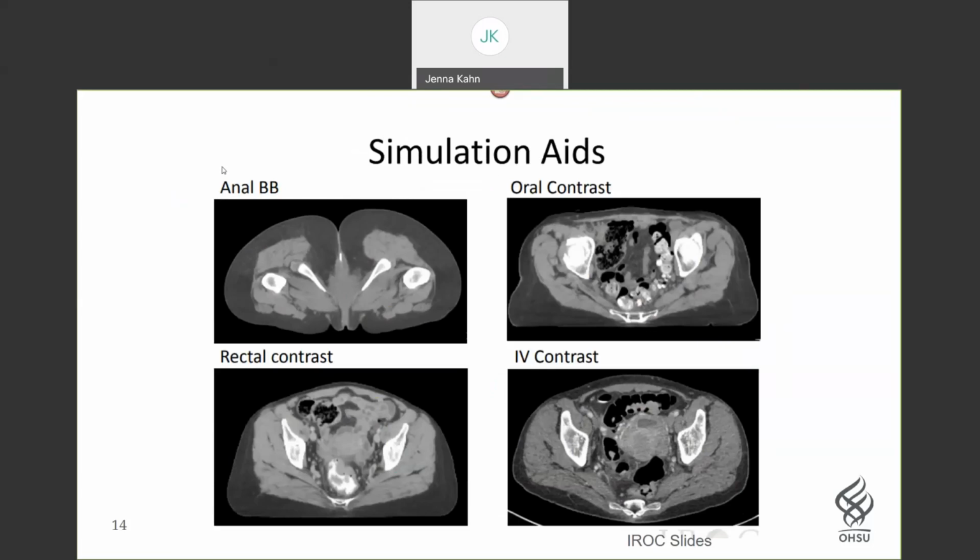Other simulation aids include an anal BB, meaning a marker that shows us where the anus is. As you can see here, it's kind of hard to tell, maybe that's the anus, but a marker helps us to very well delineate that. Rectal contrast: we can put contrast into the rectum to make sure we know exactly where the rectum is. IV contrast helps us to delineate vessels, especially when there's a lot going on in a pelvis or other parts of the body. And oral contrast can help us with delineating certain parts of the bowel or stomach.